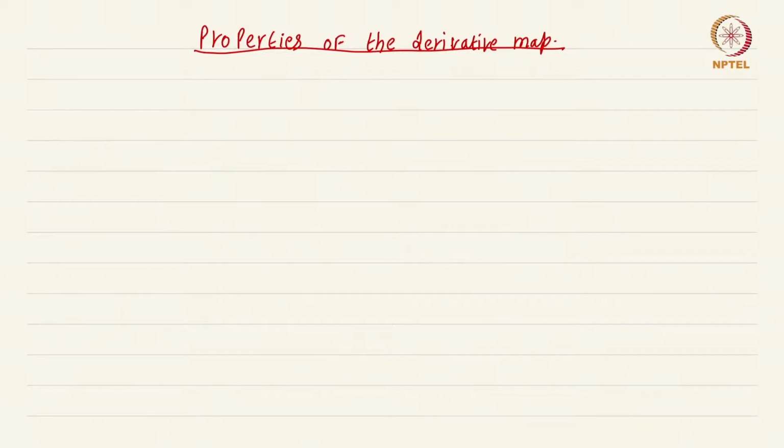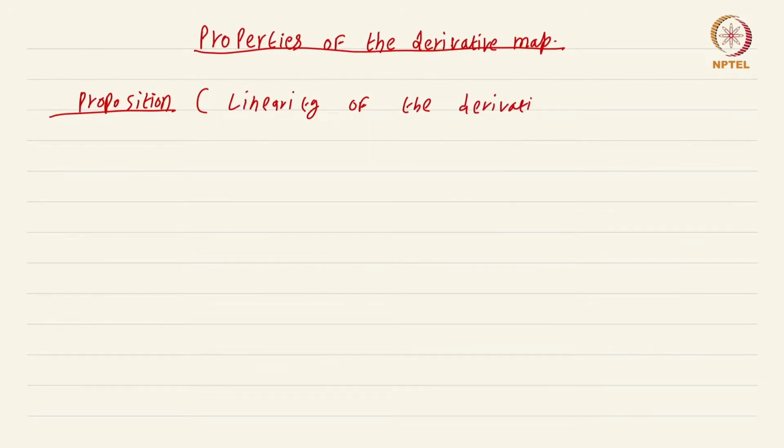Let us discuss some basic properties of the derivative map. The proofs of these are rather easy. They are modeled on similar proofs we have been seeing from high school. First, let's start with the proposition. This just says that the derivative is linear in a different sense. Linearity of the derivative. We already know that the derivative is a linear map, but this is sort of saying that taking the derivative and treating it as an operator, that itself is linear.